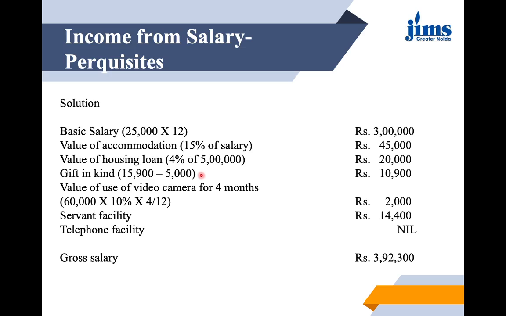Gift in kind is given as 15,900, but up to rupees 5,000 it is exempted, so we will charge at 10,900. Then value of the use of video cameras for 4 months, so 10% of the value for 4 months out of 12 at rupees 60,000, that would come out as rupees 2,000. Then servant facility, that is 1,200 rupees per month for 12 months, so 14,400. The telephone facility is exempted from tax, so nil, and we can obtain the gross salary from all these calculations as rupees 3,92,300.